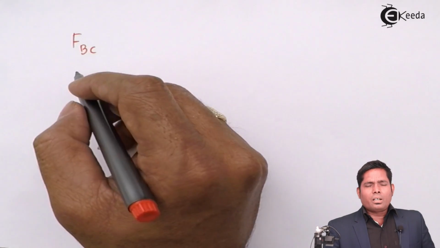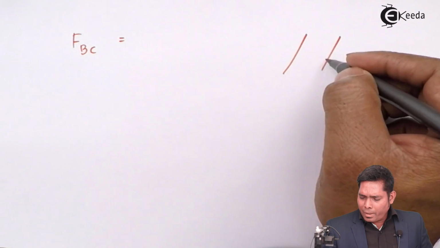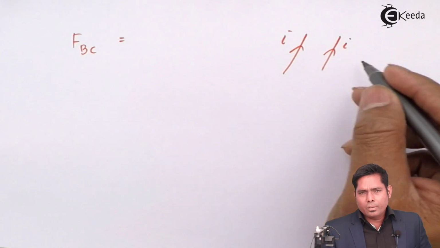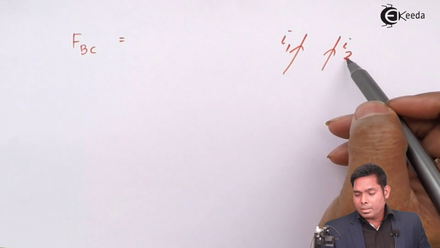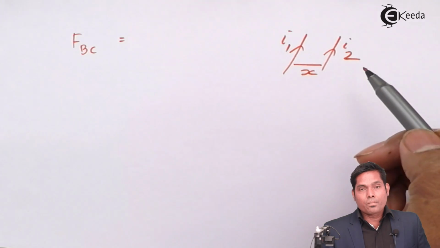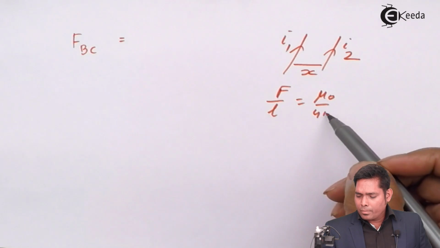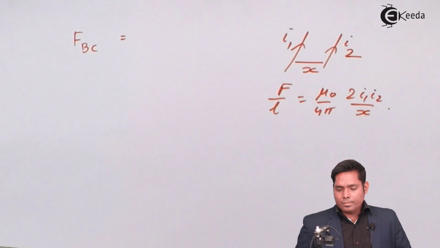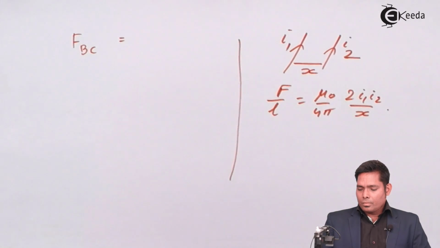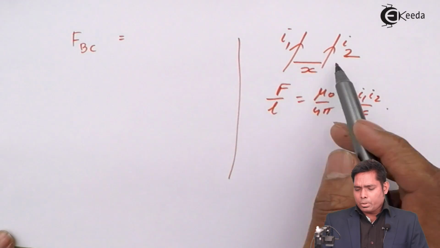Now we are interested in FBC, that is the force on conductor B due to C. We know that if there are two parallel conductors carrying currents I1 and I2, it is not necessary that the currents will be the same, but in this case the current is the same, and the distance of separation is suppose x. Then the force per unit length is given by mu 0 upon 4 pi times 2 I1 I2 divided by x. This is the force acting per unit length between two parallel conductors.